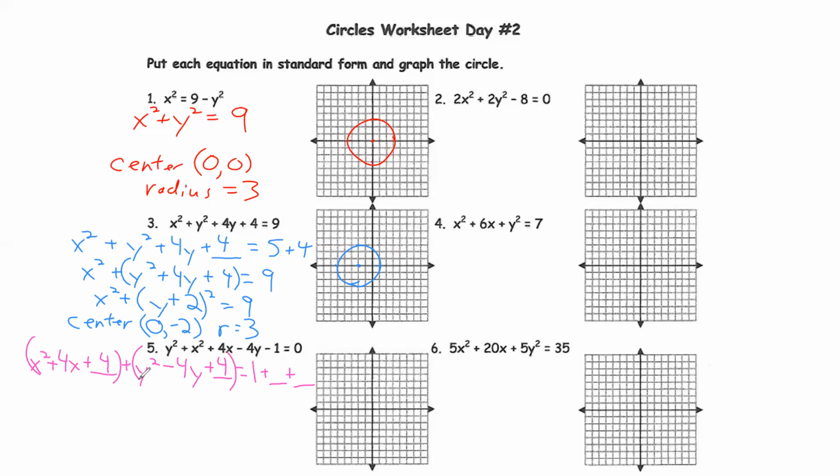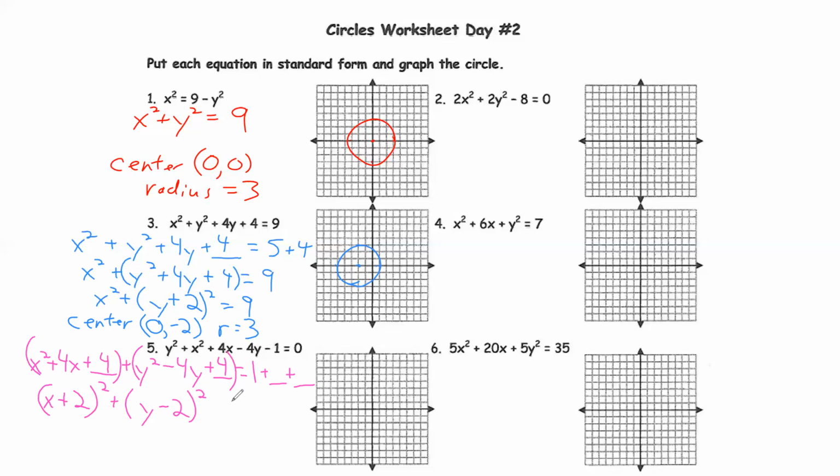Only real big difference here is the variable and the sign of that middle term. So on this one, square root of the first term is x, square root of the second term is 2, sign from the middle is positive. On this one, square root of the first term is y, square root of the last term is 2, sign from the middle is negative.